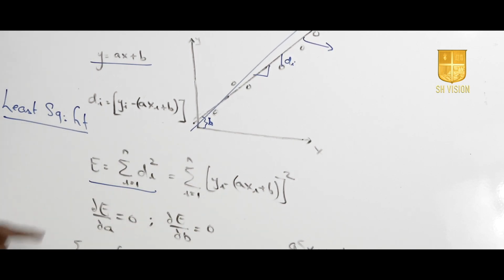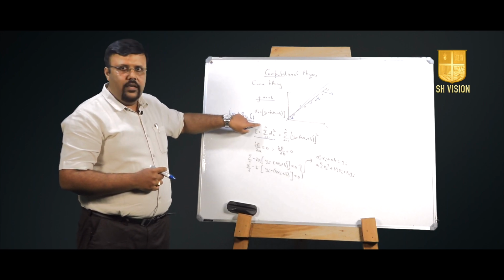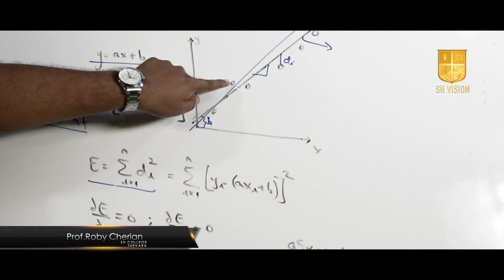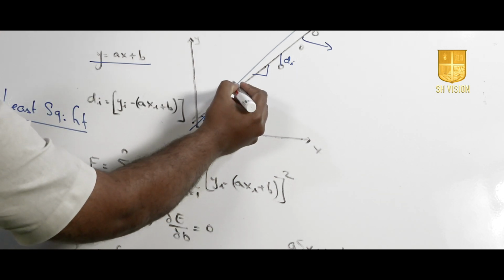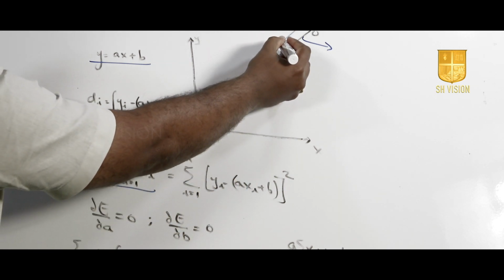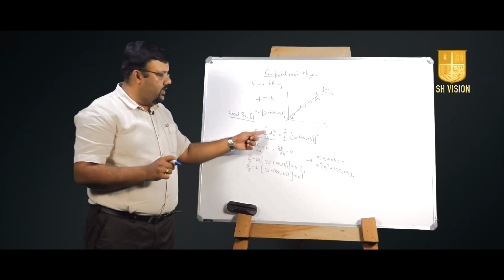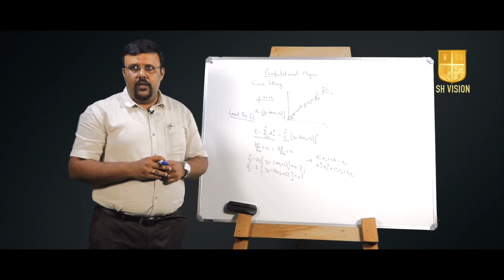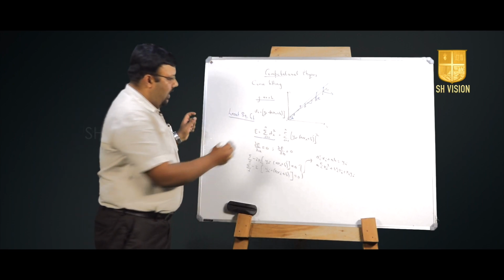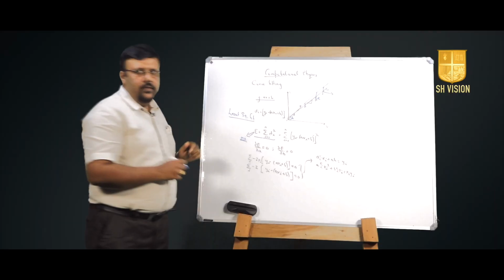So, I define a term E which is equal to summation over i running from 1 to n, where we will have to sum all the di squared. So, this is d1, this is d2, d3, d4 and so forth for the blue line. I get all these numbers, I square them up and I get a term. Now, according to least square fit, the line should be such that the value of E is minimum, right, that is the point.